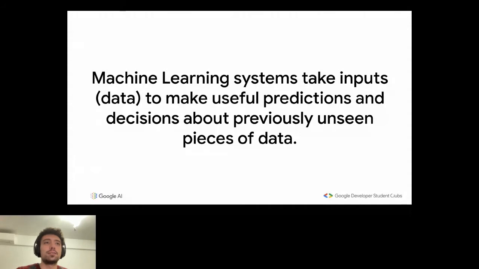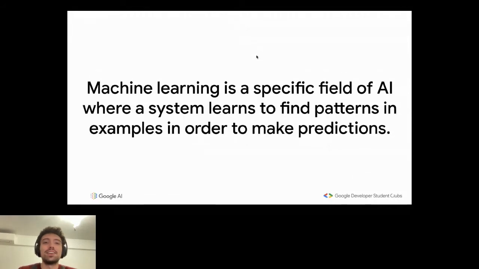So I really thought that what Jaya Ram said, sorry if I'm mispronouncing your name, is totally relevant. We can also say that machine learning is a specific field of AI where we have a system that learns to find patterns in some examples, that is, the data that it sees and processes, in order to make some predictions and to take some decisions.